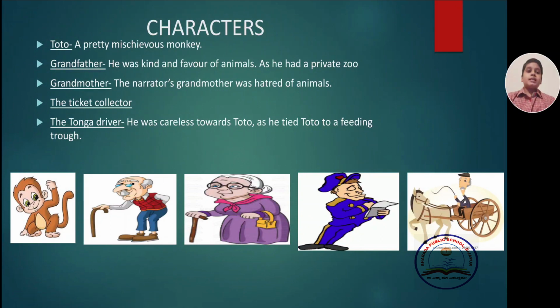So, let us understand the characters of this story. They are Toto, a pretty mischievous monkey. Grandfather, he was kind and fond of animals as he had a private zoo. Grandmother, the narrator's grandmother hated animals. The ticket collector and the tonga driver, who was careless towards Toto as he tied Toto to a feeding trough.